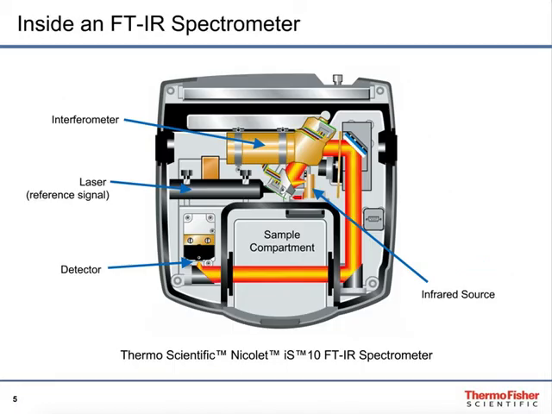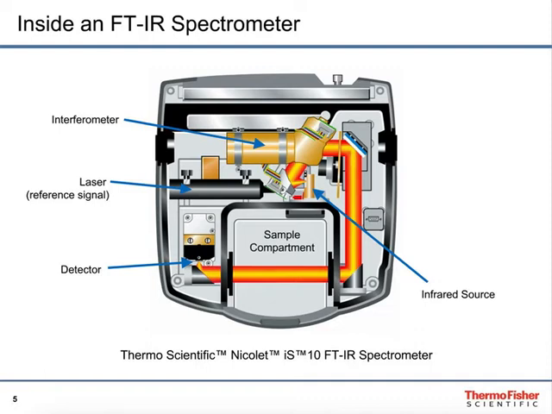Here is a cartoon showing how the components of the Michelson Interferometer are arranged in a typical FTIR. In this case, the Thermo Scientific Nicolet iS10 FTIR spectrometer. You see there the interferometer, that's that gold cylindrical tube that contains the moving mirror and the beam splitter. The source is shown there, and the beam passes into the interferometer, undergoes modulation, passes through the sample compartment where the sample would be located, and then hits the detector.